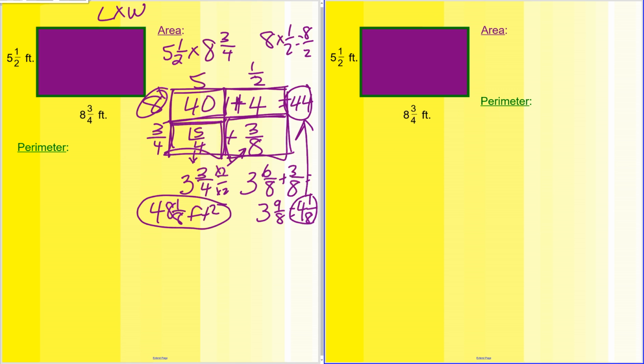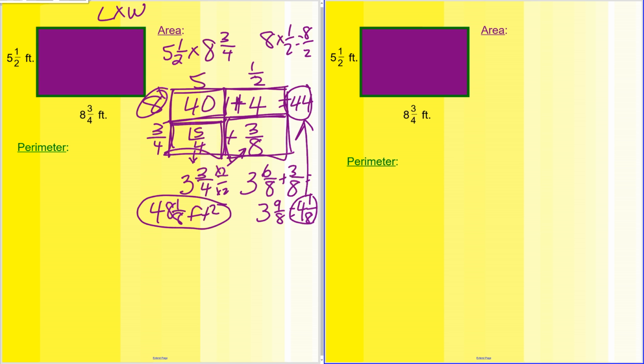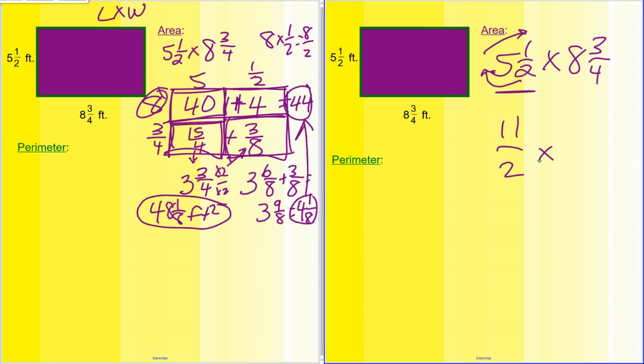So if we think back to some other things that we've done, isn't it easier just to multiply a fraction times a fraction? So 5.5 times 8 3/4. What if I turn them into fractions? So I could make this into an improper fraction. 2 times 5 is 10, plus 1 more is 11, so 11/2. I could turn this into an improper fraction. 4 times 8 is 32, plus 3 more is 35, so 35/4.